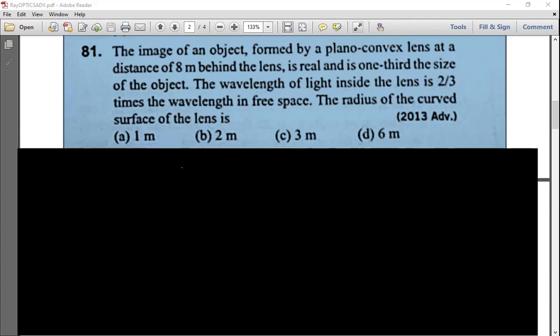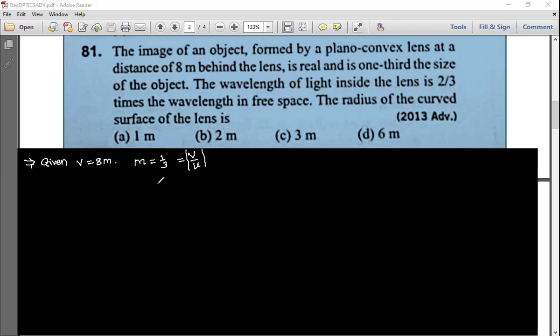The image of an object formed by a plano-convex lens at a distance of 8 meters behind the lens. 8 meters behind the lens means you are getting what? Image distance, right? So shall I write given things first? Given: v is equal to 8 meters, right? Is real and is 1/3 the size of the object. 1/3 size of the object means they have given, Ray, magnification 1/3, which is equal to what formula? v by u. You know this one. And this is magnitude we can say.